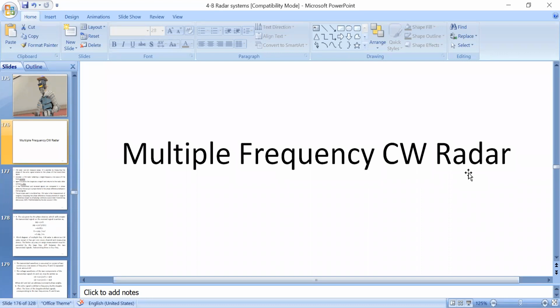In order to overcome these limitations offered by the basic continuous wave Doppler radar, we are moving to the next design. What is our next design? In this basic continuous wave Doppler radar, zero IF is used. That means no IF frequencies are used. Whereas in the next design, we are using a non-zero IF receiver. That means we are using some intermediate frequency in that continuous wave radar design.